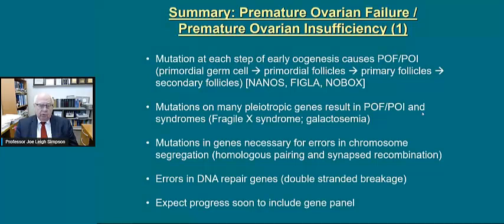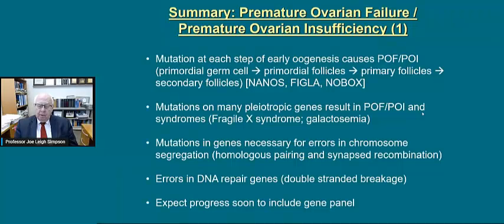There are pleiotropic genes, which we've illustrated by Fragile X, that can, as one component, have premature ovarian failure or complete ovarian failure. But much more common as an explanation in 2021 is the fact that there are genes that produce errors in chromosome segregation, listed a few here, but also premature ovarian failure. There are genes that are characteristic of defects in DNA repair, and they also will do the same thing.